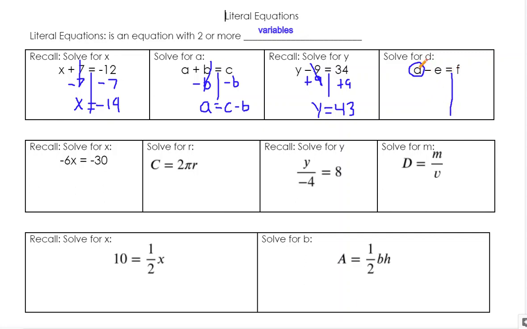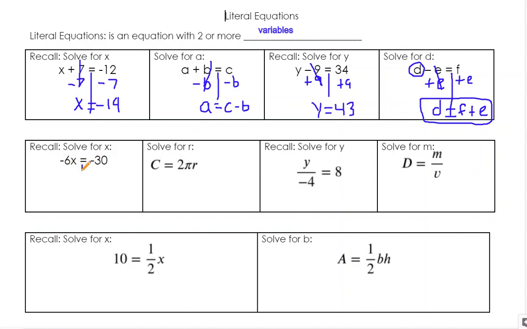Okay, so how could I get that d by itself? Well, I have to get rid of this minus e, right? I would do a plus e, and I would do the same thing on this side. Minus e and plus e cancel out and give me 0, which is what I want. And that's going to leave me with d over here. So it's going to be d equals, can I do f plus e? No, they're not like terms. So I just write f plus e. And that's my answer: d equals f plus e. So you're doing the same steps that you would as a regular equation, but with variables instead of numbers. Okay?